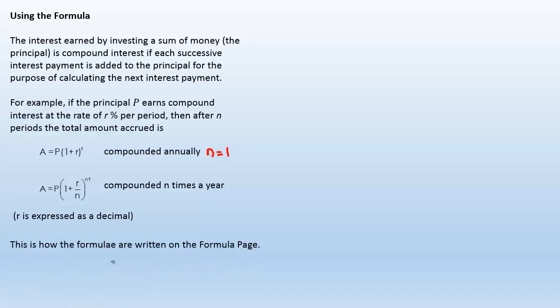This is how the formulae are written on the formula sheet that you're given, so you need to get used to using them. When plotted on a graph, the total amount accrued is seen to grow exponentially, and we looked at that slightly earlier in this lesson as well.